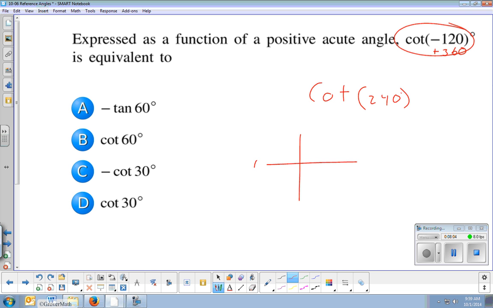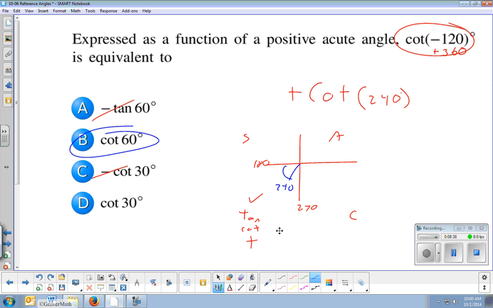240 is also between 180 and 270. So we are in quadrant 3. Quadrant 3, A, S, T, C. Tangent and cotangent are positive. So I'm looking at a positive function for cotangent in quadrant 3. So get rid of anything with a negative sign. And how far is 240 from 180? 240 has a distance of 60 from 180, so the answer is cotangent 60.